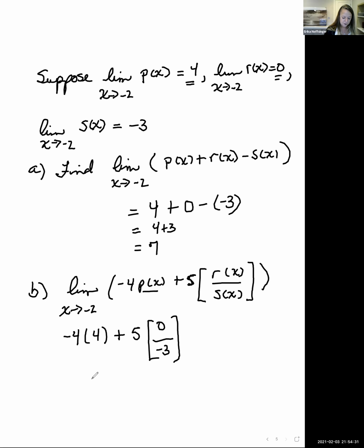So -4 times 4 is -16, 0 in the numerator, with a number other than 0 in the denominator is okay. That's 0, so 5 times 0 is 0. So our result is -16.